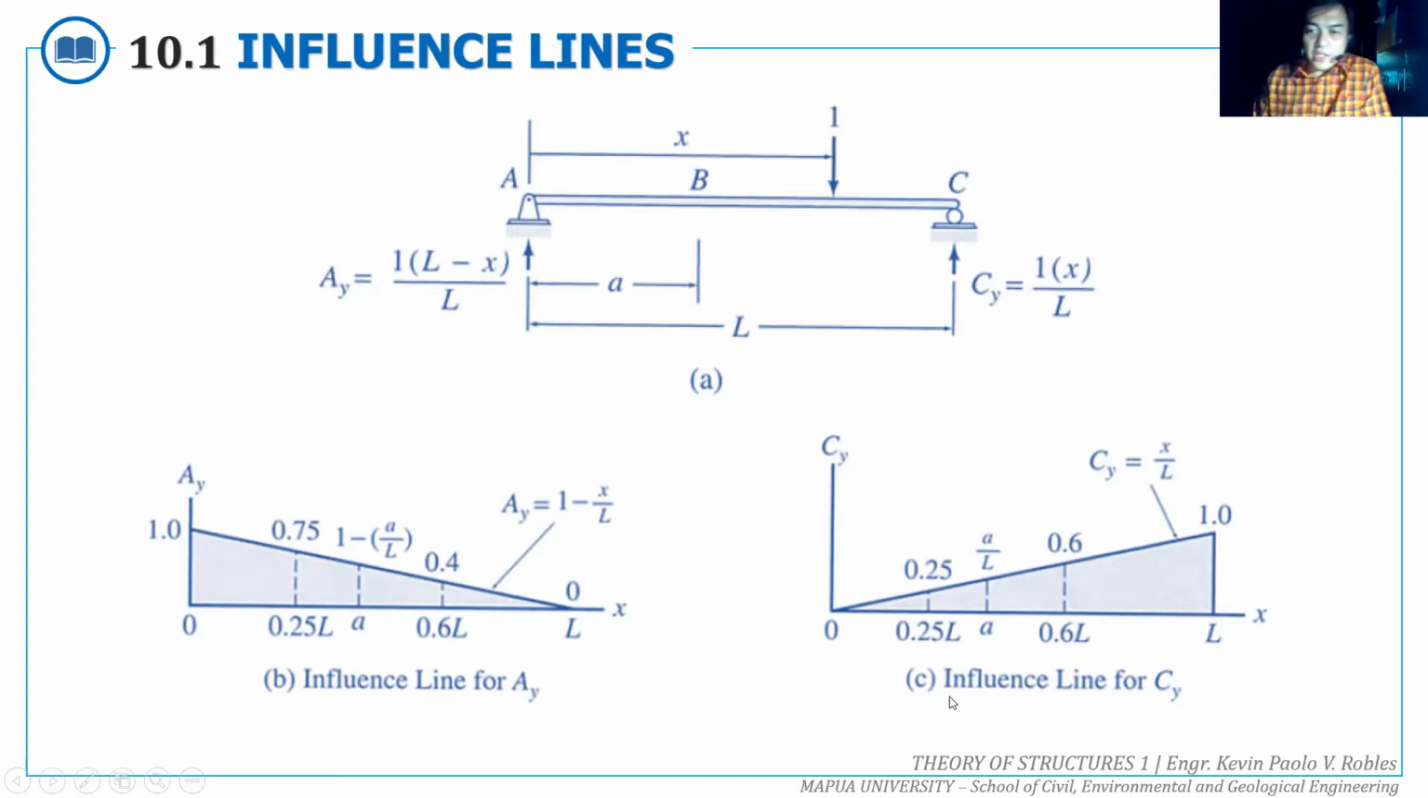While on this figure letter C, this shows us the influence line for CY, or the reaction at C. So as you can see from the diagram, it varies linearly from 0 up to 1.0 over here. So this means that as the unit load moves from left to right, the reaction at C increases. Okay, so that is what influence line means. Okay, so to fully illustrate how to draw or how to make the influence line, let's have this example.